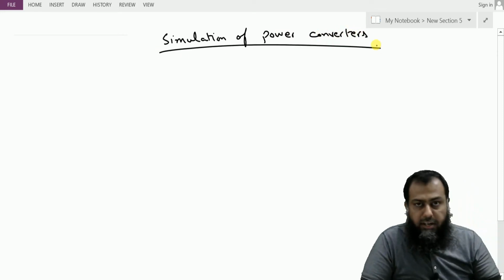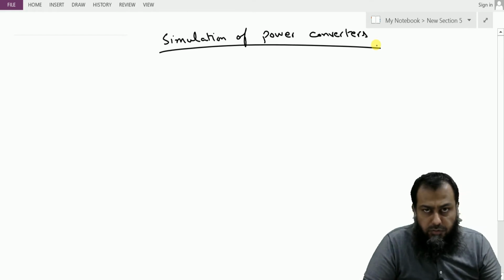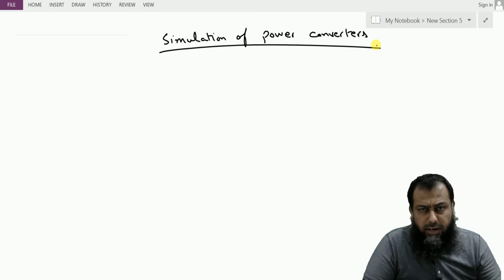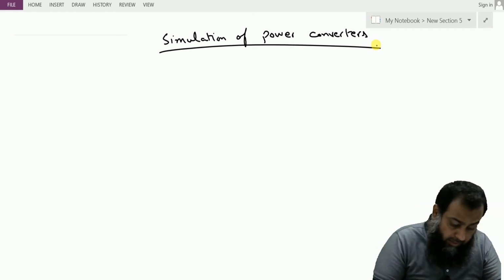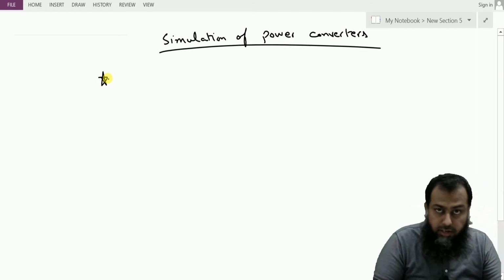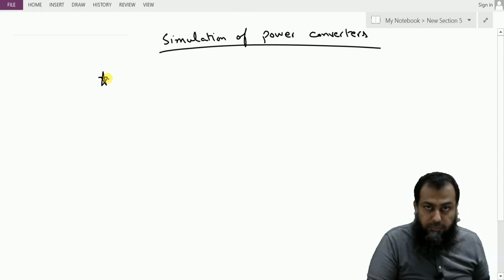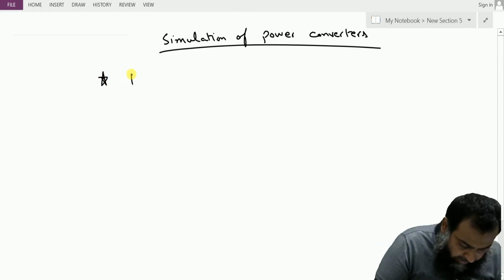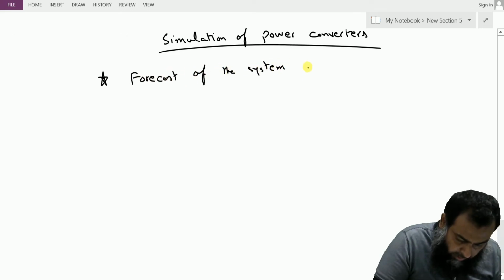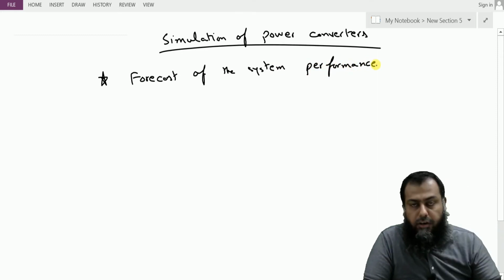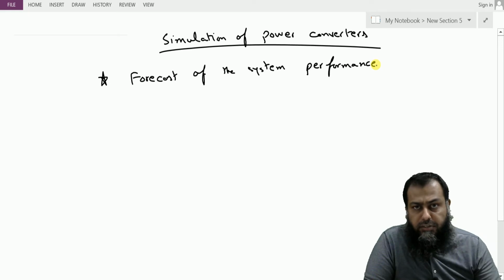The very first question that arises is why we need simulation. There are a lot of advantages of doing the simulation of power electronic converters, but let us summarize only the very few important ones. It provides us a forecast of the system performance without going for the expensive circuitry and expensive measurement instruments.